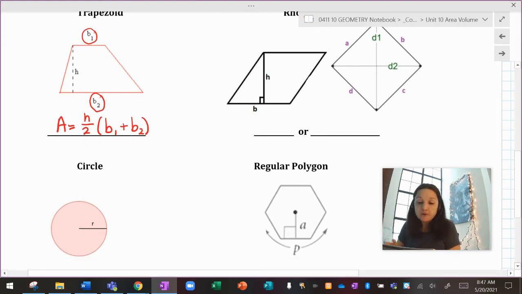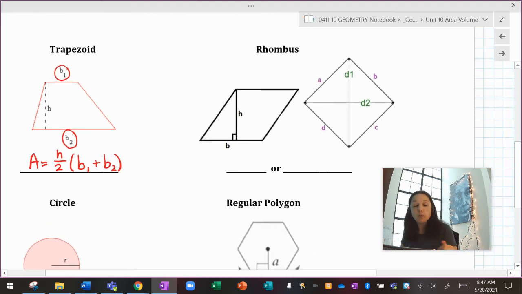Ta-da! All right, so trapezoid, h over 2, b1 plus b2, and I will put the math magic away. Now, what about a rhombus? Well, a rhombus is really just a parallelogram, so the area of a rhombus is base times height. But a new area formula for a rhombus is that it can also be 1/2 the product of the diagonals. So if you know the length of the diagonals, the area of a rhombus is 1/2 their product.